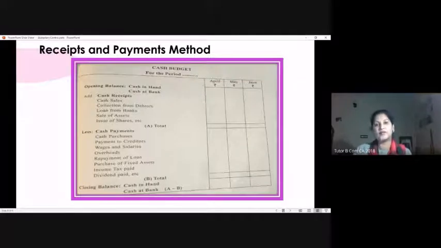Cash payments may be credit purchases, or payments to other vendors, or, as we see here, wages, salaries, or tax, which can be paid in advance also. So all those payments will be accounted for. You have total A, which is the total of your receipts, and total B, which is the total of our payments. The difference between receipts and payments gives us the closing balance, which will be taken to the next period. So it's very simple.